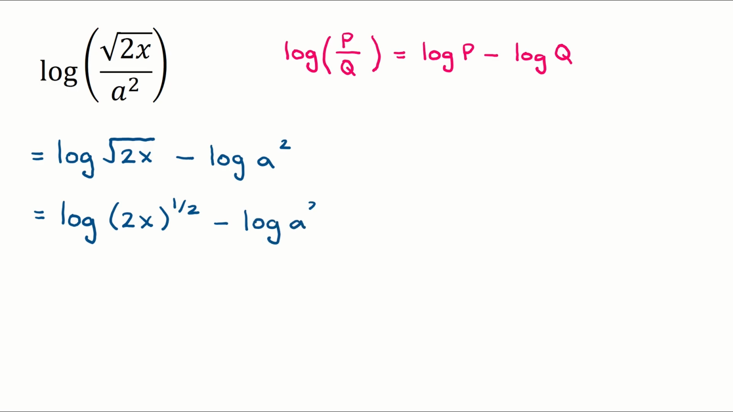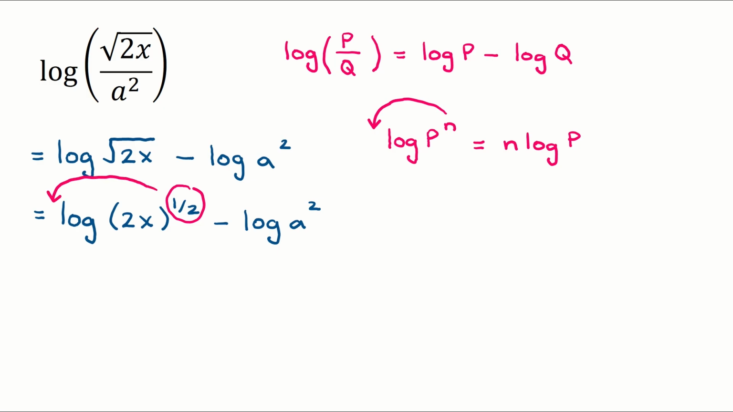And that's going to let us apply the power rule. As a reminder, the power rule says that when you have log of a number raised to an exponent, you can take that exponent and bring it out in front, turning this into n times log of p. So that means we can take this square root and bring it out in front, and we can take this squared and bring it out in front. So our final answer here will be 1/2 log of 2x minus 2 log of a.